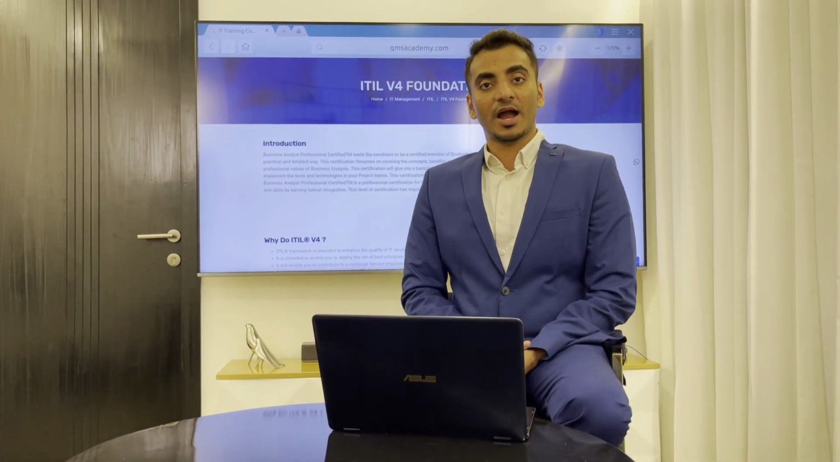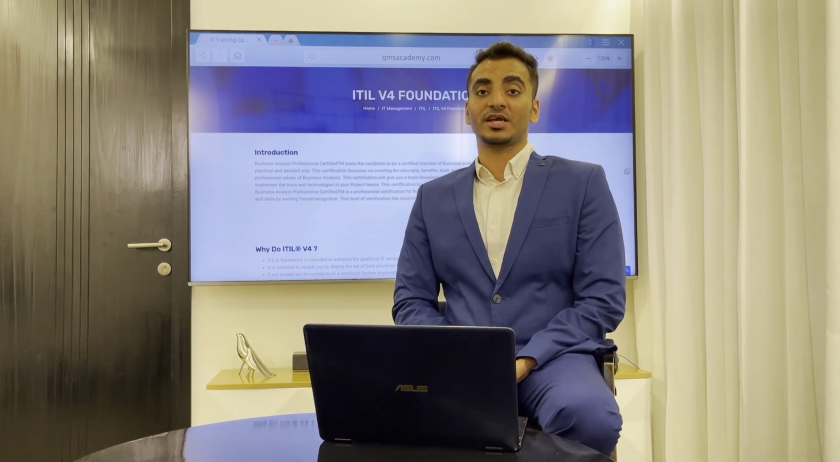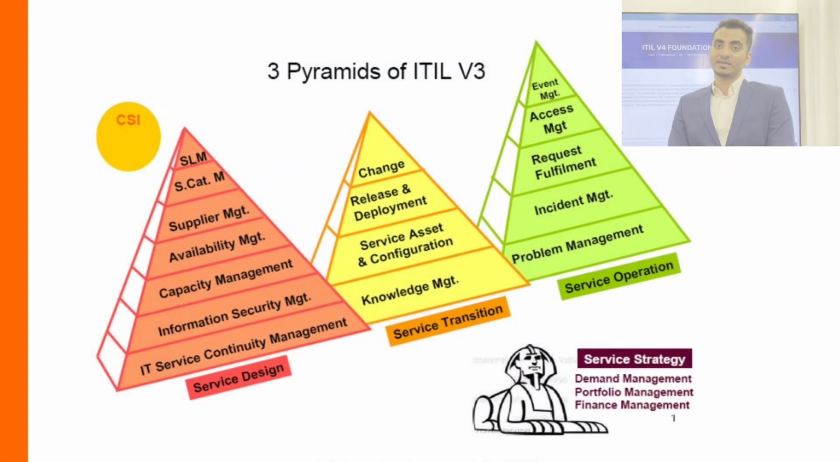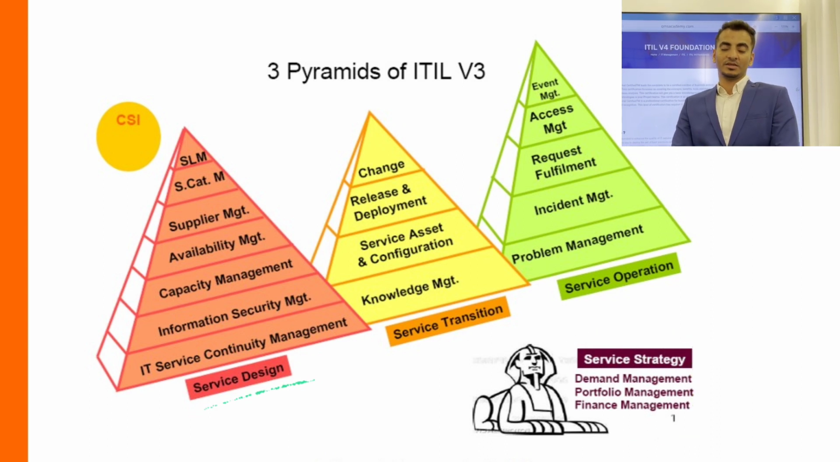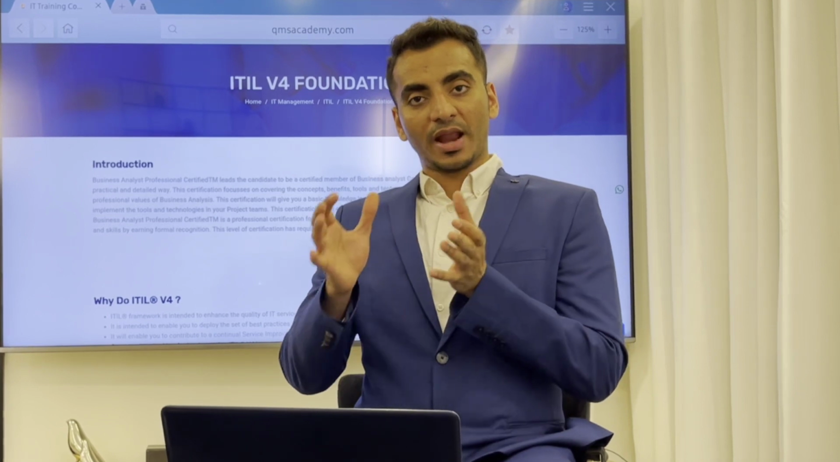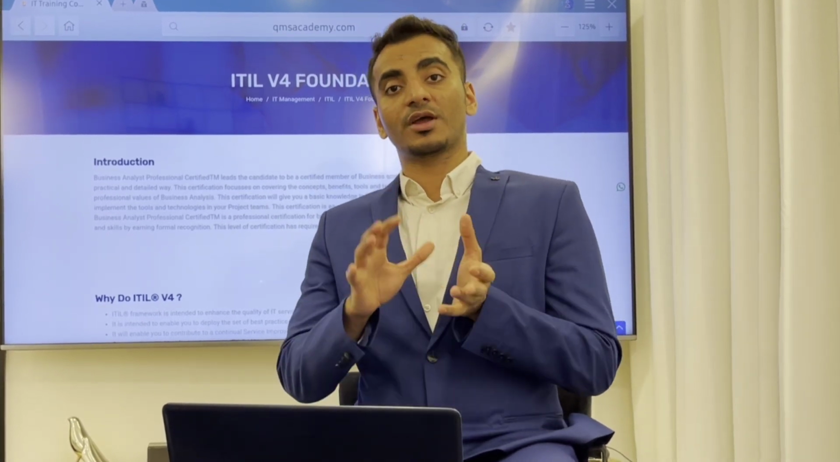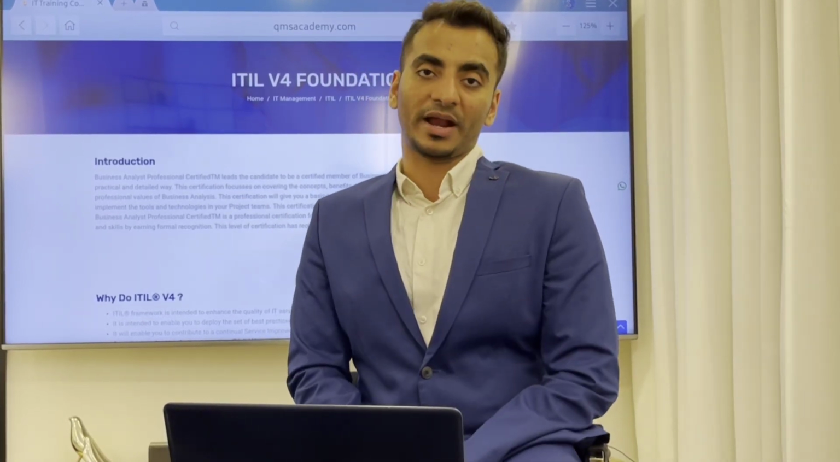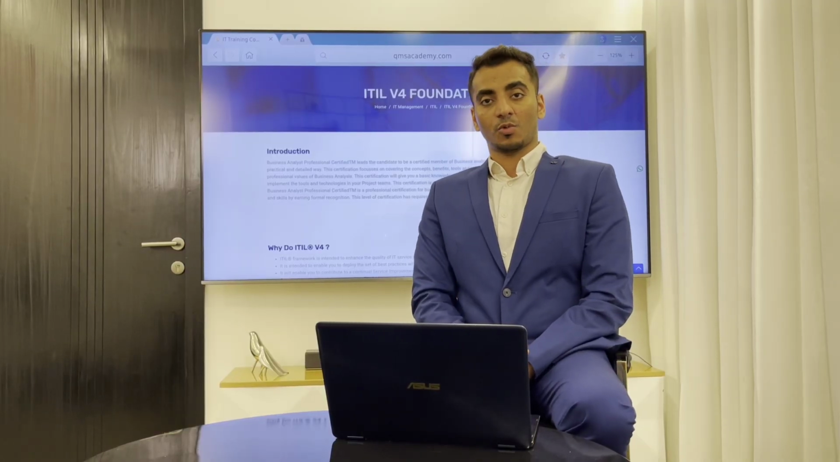And previously, ITIL had the version called ITIL V3. V3 had 3 pyramids and 5 phases, which we know: service strategy, service design, service transition, service operations, and continual service improvement. So radically and drastically, if you have seen the change in version 4, the complete pyramids of ITIL V3 are now replaced with practices. So we'll see what is ITIL V4.